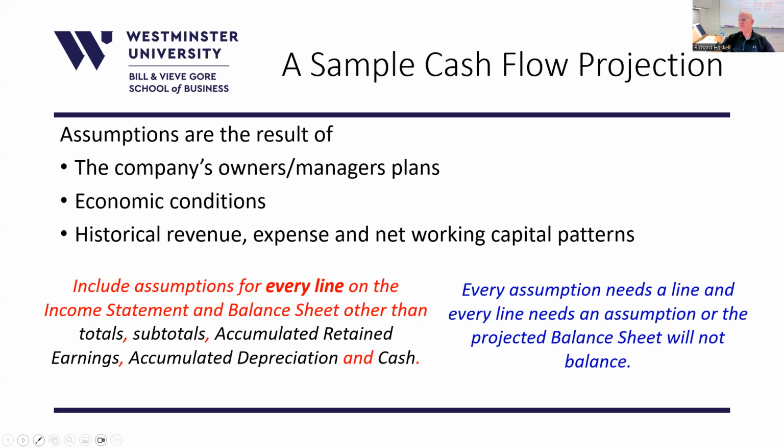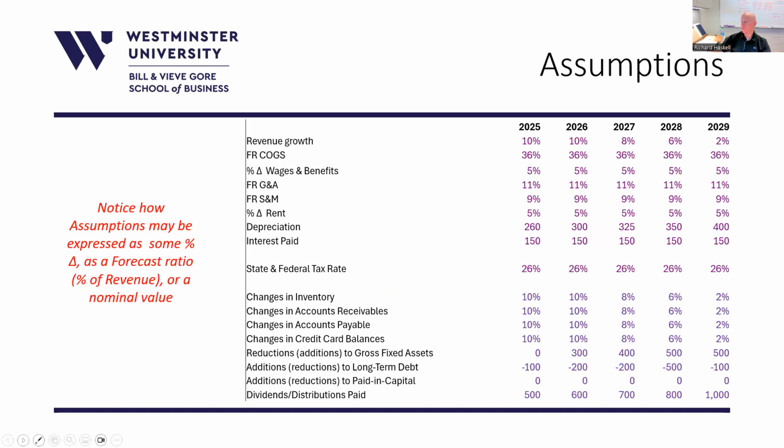There's going to be different influences on the different elements on the income statement and the balance sheet that result in these changes. But every line on the income statement and balance sheet, other than totals, subtotals, accumulated retained earnings and depreciation and cash, are going to have some line of assumption to cover the dynamics of change. Every assumption needs a line, and every line needs to be covered by an assumption on the projected balance sheet or income statement, or the balance sheet will not balance to cash. Well, as we look at this further, we can look at what some of those assumptions might be.